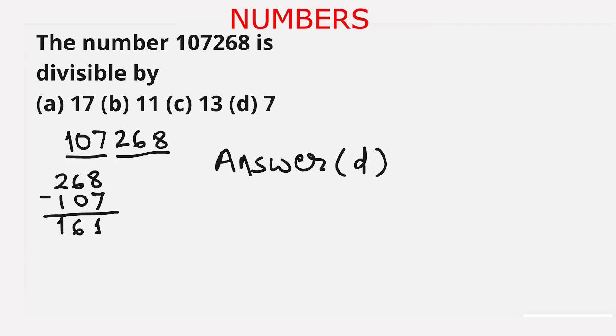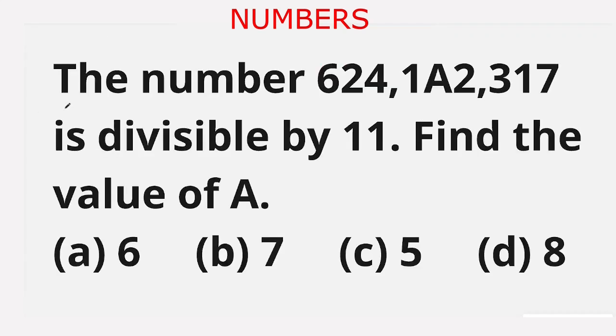I hope you have understood the method of making the pairs of 3 digits, and if their difference is divisible by 7, 11 or 13, then that number is divisible by 7, 11 or 13. Here this number is divisible by 7. So therefore our answer is option D, 7. We go to the next question.